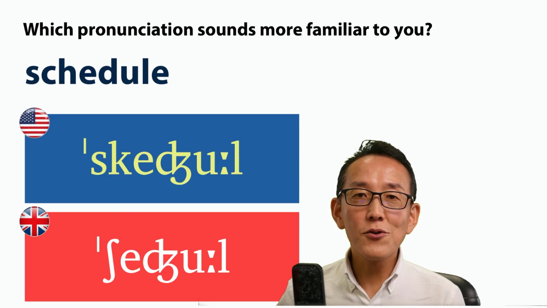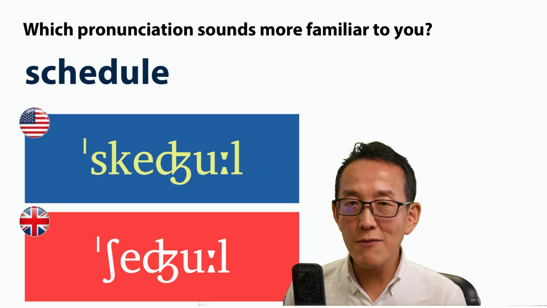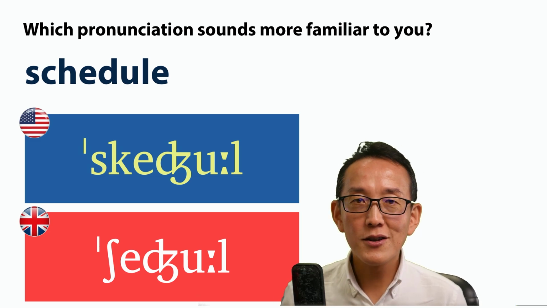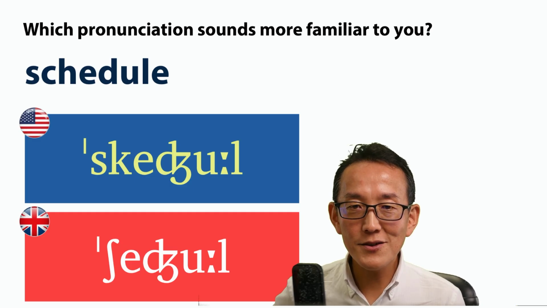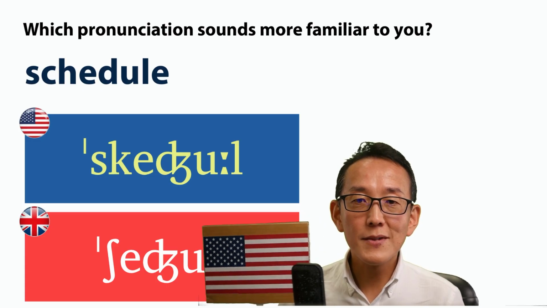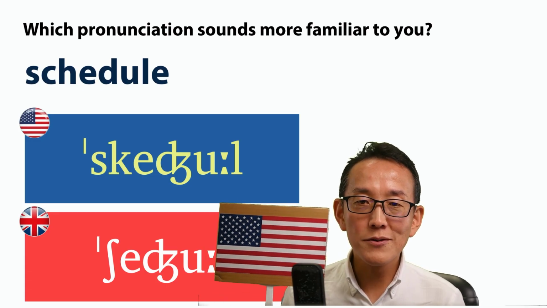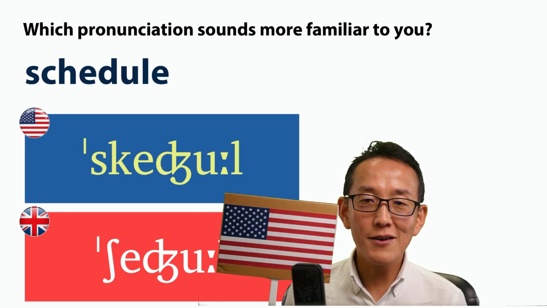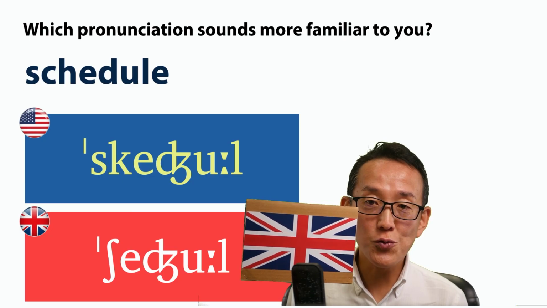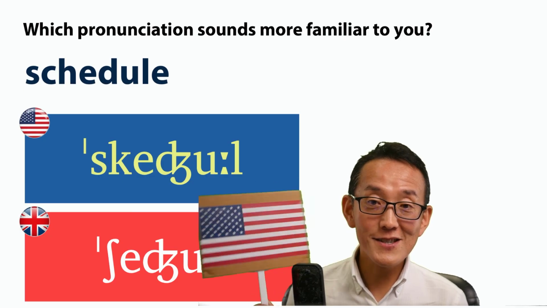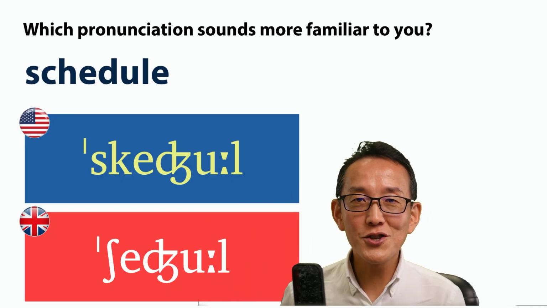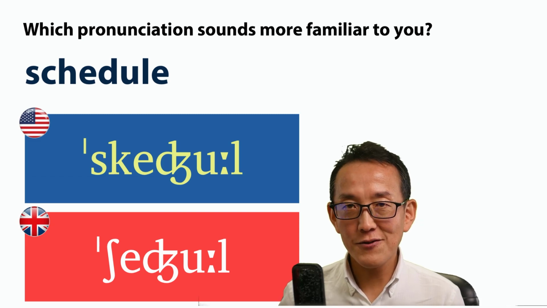Okay. Of course, not every difference follows a regular pattern. Some words simply have different pronunciations in British and American English. So let's start with this word. This one is probably more common. Schedule. All right, I think you learned this way. How about this one? British, schedule. Quite different, right? So which do you think you learned? Which do you feel more familiar with?